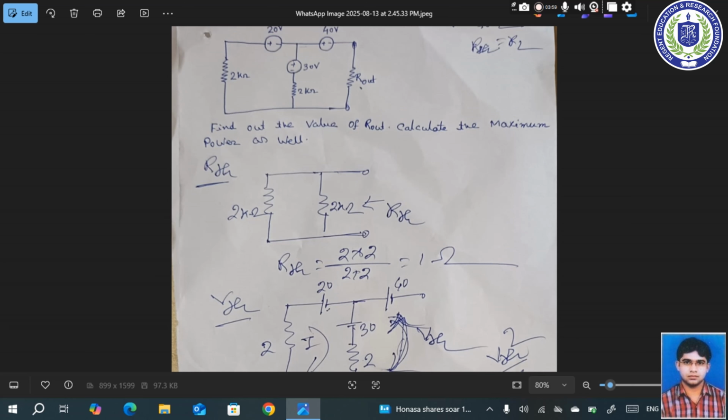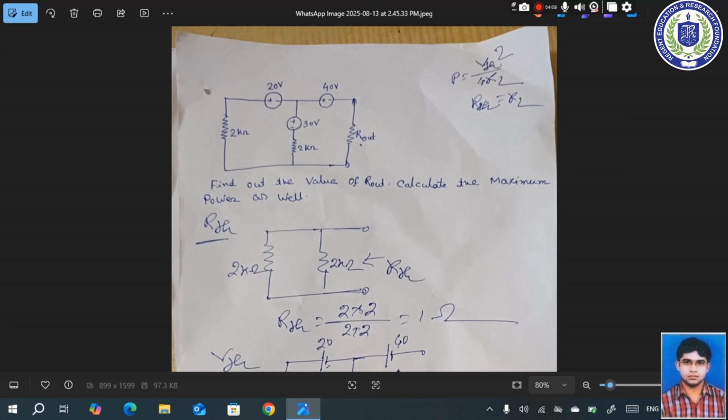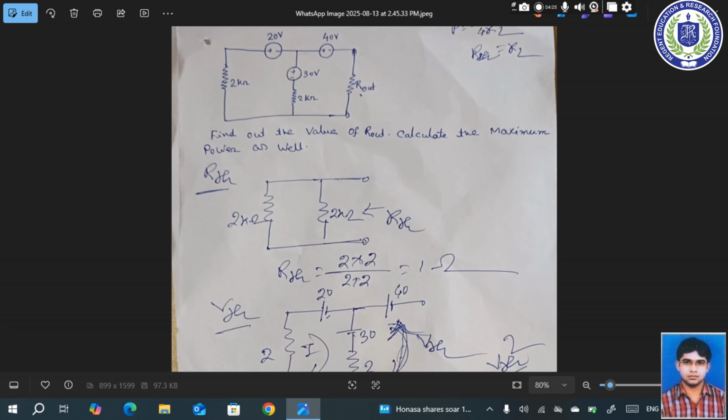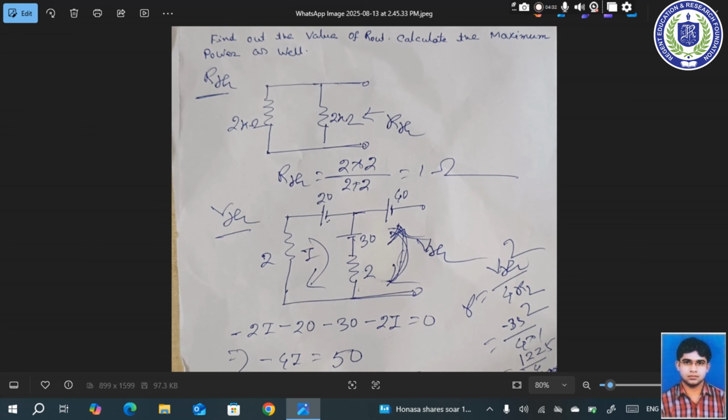Okay. Now the next part of the problem is to calculate the maximum power. According to the maximum power transfer theorem, the formula of the maximum power is P max equals VTH square divided by 4 RL, where RL equals RTH. Here we have already calculated RTH, but we need to calculate VTH, that means the open circuit voltage VTH.